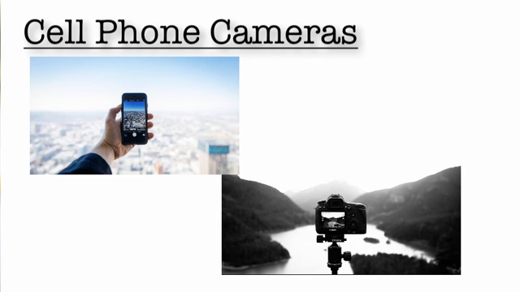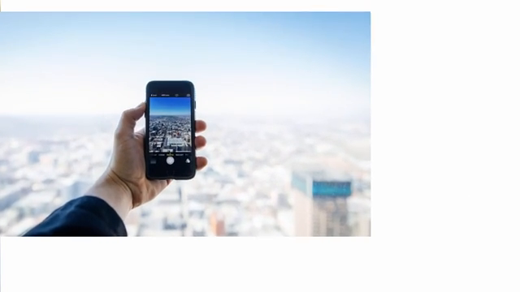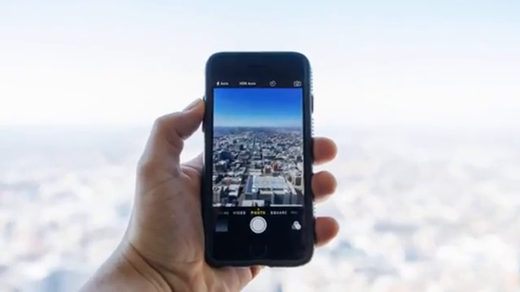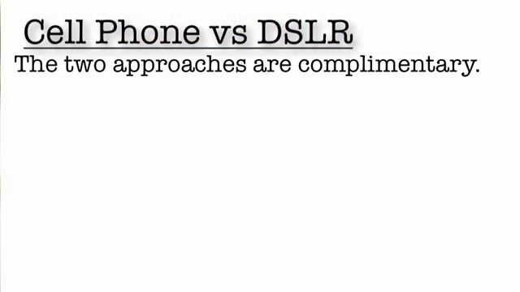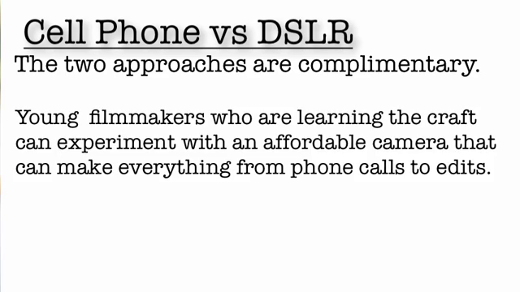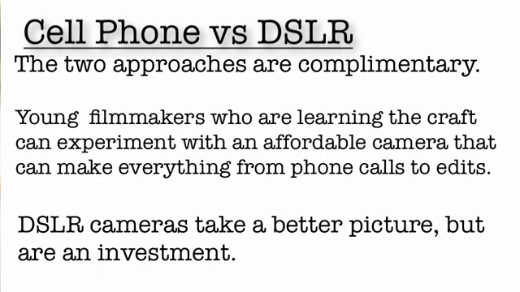Unless you are a serious or professional photographer, the smartphone camera is now a high-quality tool, and there are a ton of apps that can make a photo or video look just as good as a professional photographer or video maker. And the two approaches are complementary. Young filmmakers and photographers who are learning the craft can experiment with an affordable camera that can make everything from phone calls to edits. It's democratized the filmmaking process. And for right now, DSLR cameras take a better picture, and once a person knows that photography or filmmaking is something he or she wishes to pursue, he or she can make that investment.